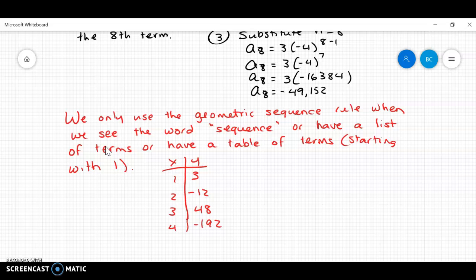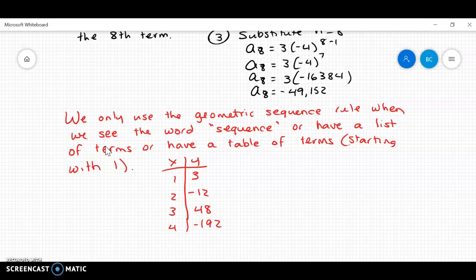And just a reminder, because I know that the biggest difficulty that students have had with geometric sequences is when do you use n-1 instead of just x? So maybe to be very direct about that, we only use the geometric sequence rule, which is the n-1, when we see the word sequence, or we have a list of terms, or a table of terms.